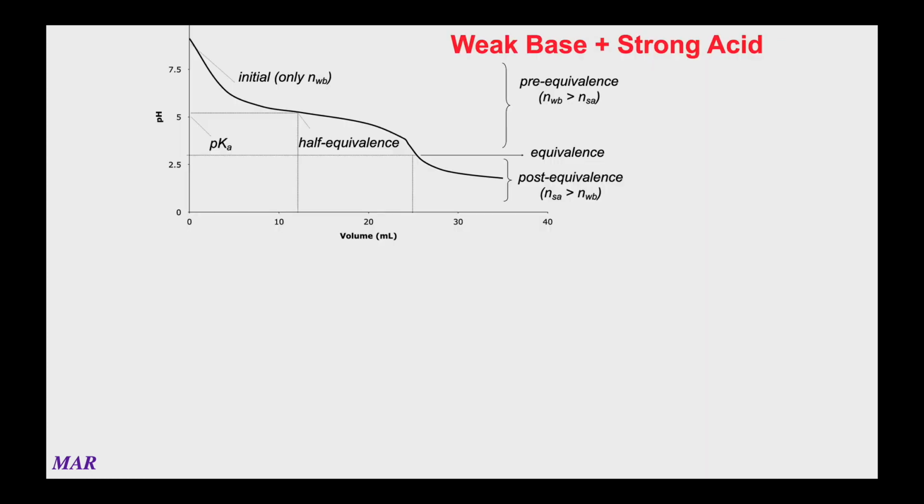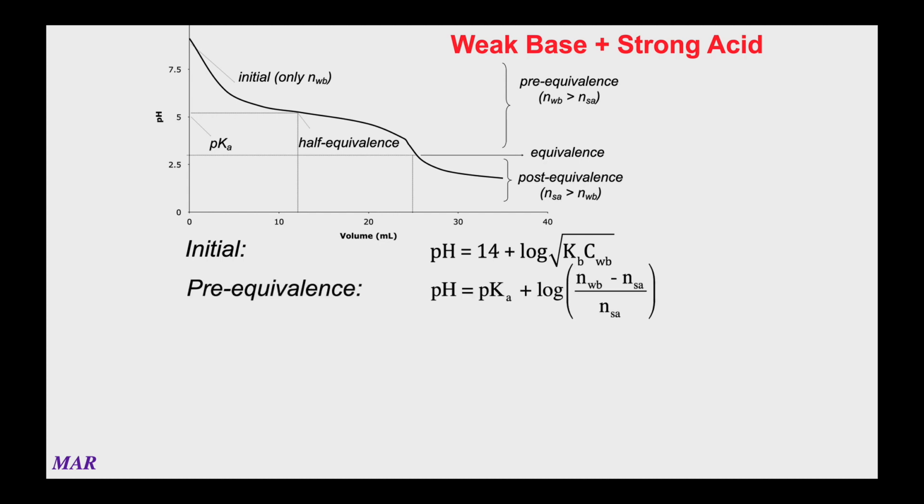So like before, there are all these different equations for the different regions. Initially, where you have just a weak base, pH equals 14 plus log square root of Kb times Cb, or Cwb, is totally fine. That shouldn't be a big deal, and that should look somewhat familiar to you.